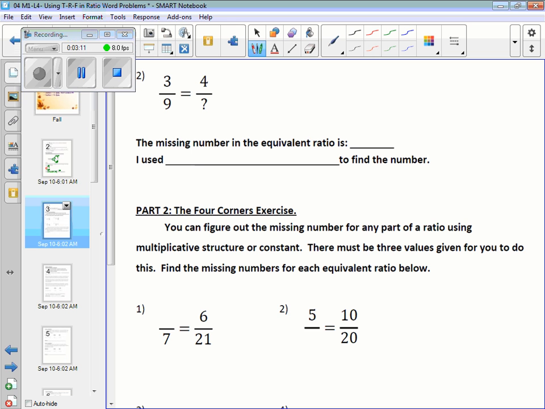Page 3, number 2. Always try constant first. Can you make a connection? Is there a number that could be multiplied by 3, a whole number that could be multiplied by 3 to give you 4? Yes or no? No. So now look and see if you can make a connection in multiplicative structure. What about 3 and 9? And if so, what's that value to multiply by? 3. You got it. Once you have that, that multiplicative structure will work for the second ratio. 4 times 3, everybody say it out loud. 12. You got it. In this case, you use multiplicative structure.